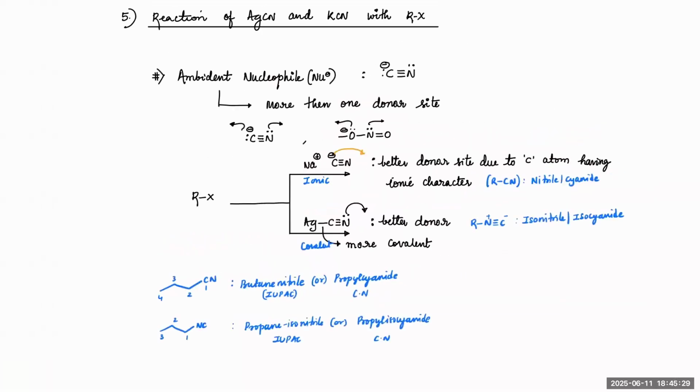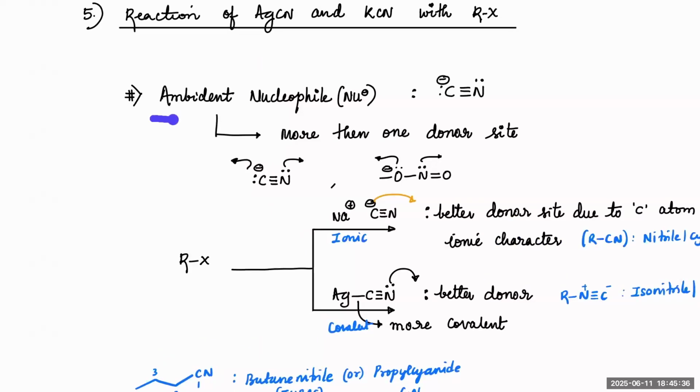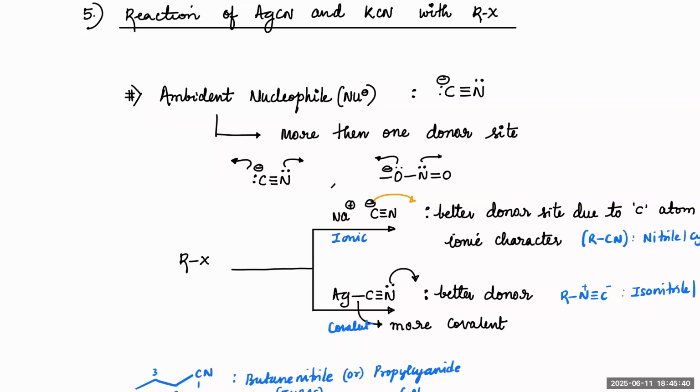Next is how the reaction proceeds with AgCN and KCN. In simple terms, CN minus is called an ambidentate nucleophile. That means it has the ability to attack from the carbon end and it can attack from the nitrogen end also. In the same way we have NO2 minus, which can attack from the oxygen end and the nitrogen end also. These types of nucleophiles are called ambidentate nucleophiles.